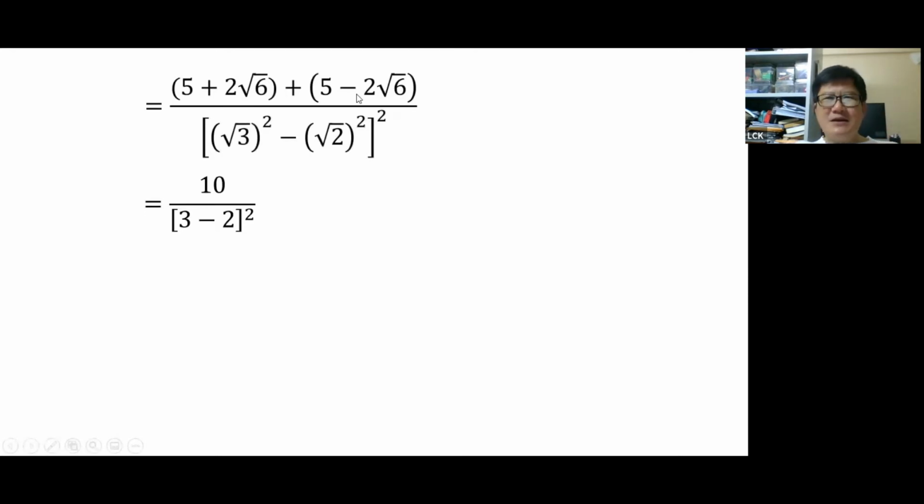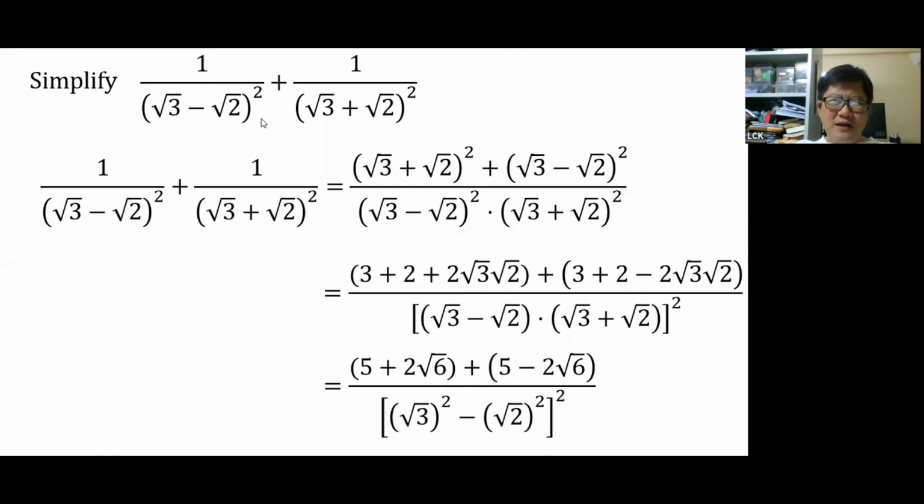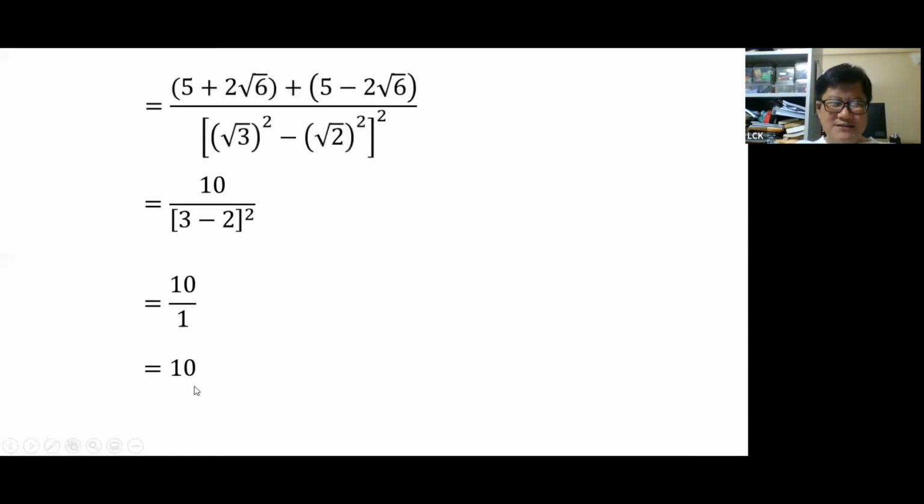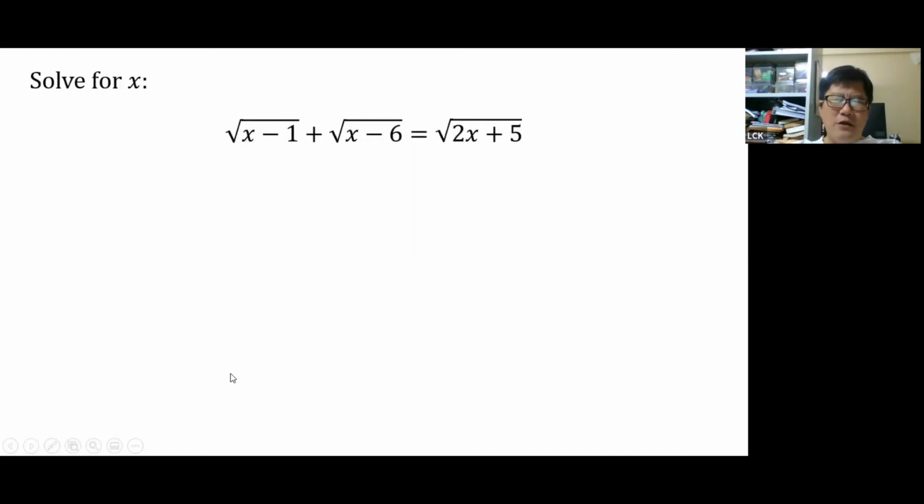Your surd disappears. Your 5 plus 5 becomes a 10. Of course, 3 minus 2 is a 1. 1 squared is a 1, and it's the 10. So here you will see that this horrible thing has been simplified to just 10. Now, the questions that we have covered so far are simplification questions. Now we're going to go to another type of question, which is solve for x questions. Solve for x. And you have this one here.